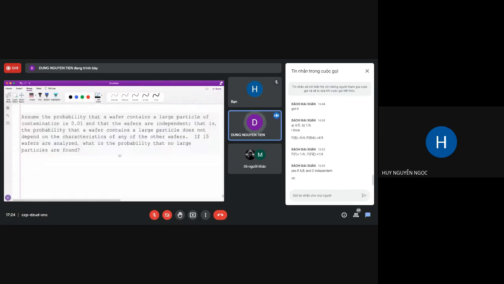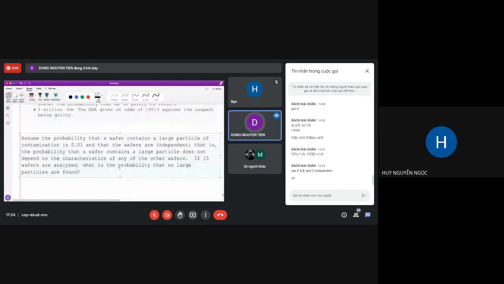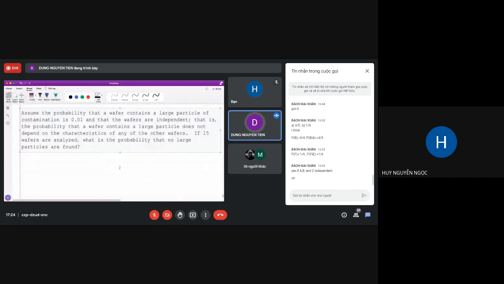Now, remember that if you want to use the formula probability of AB equals the probability of A times the probability of B, you need to make sure that they are independent. Now assume the probability that a wafer contains a large particle of contamination is 1%, and that the wafers are independent. If you analyze 15 wafers, what is the probability that no large particles are found? What do you think?